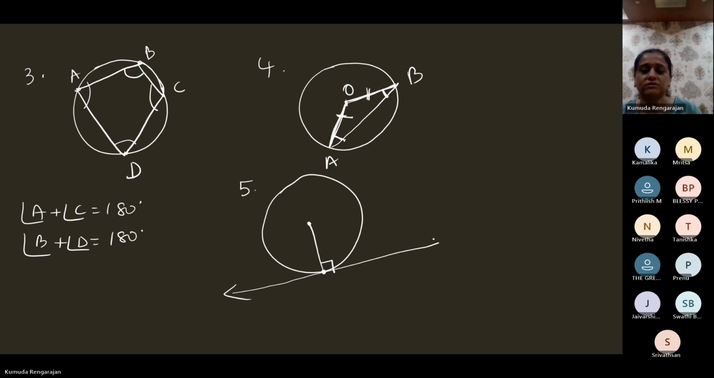Tangent at P, PO is the radius through the point of contact. So now this radius and the tangent, they are perpendicular to each other.